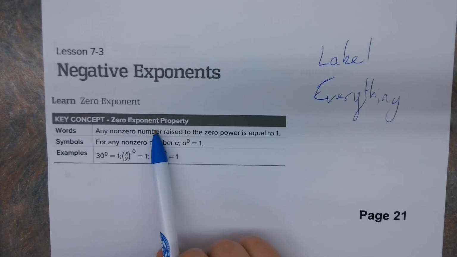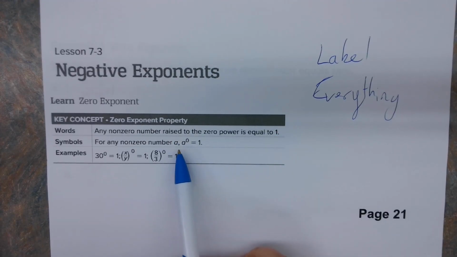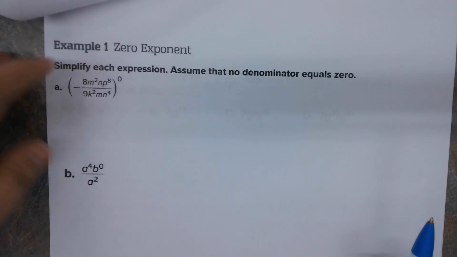So any non-zero number raised to the zero power is equal to 1. So look, if it's a to the zero power, this whole thing just turns into the number 1. The a disappears, all of it. It just turns into 1. Okay? So let's practice that.